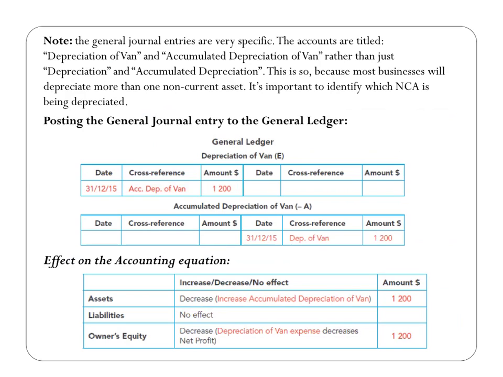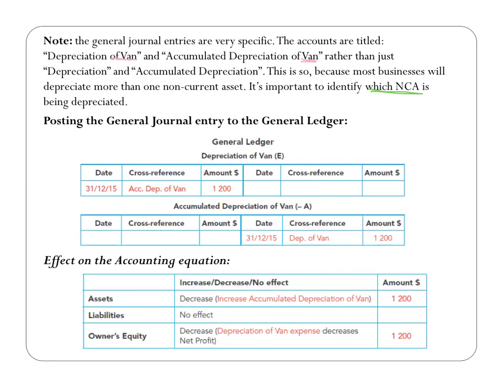Note the general journal entries are very, very specific. The accounts are titled depreciation of van and accumulated depreciation of van rather than just depreciation and accumulated depreciation. This is because most businesses will depreciate more than one non-current asset, so it's important to identify which non-current asset is being depreciated.